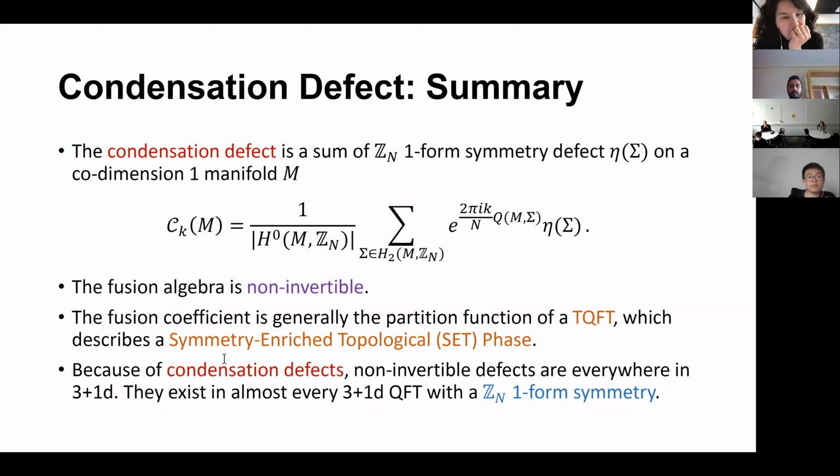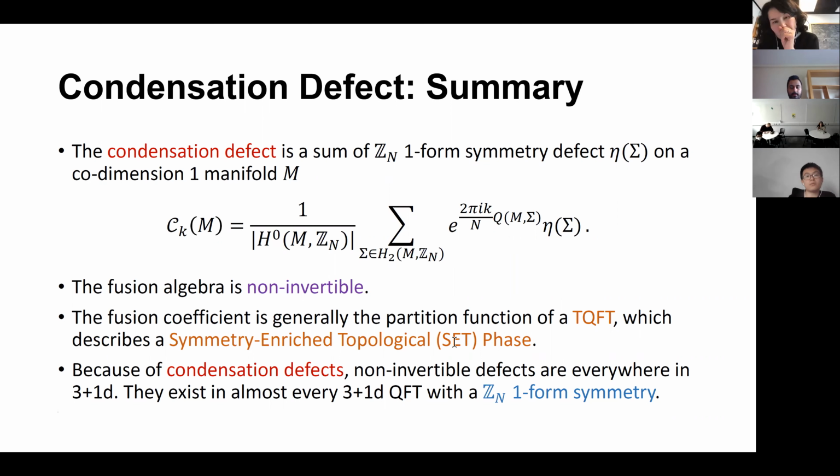And because of these condensation defects, we can conclude that non-invertible defects are almost everywhere in higher dimensions. For example, in 3+1d, they exist in almost every 3+1d QFT with a Zn one-form global symmetry, because we can simply build these condensation defects and there will be non-invertible objects in the theory.